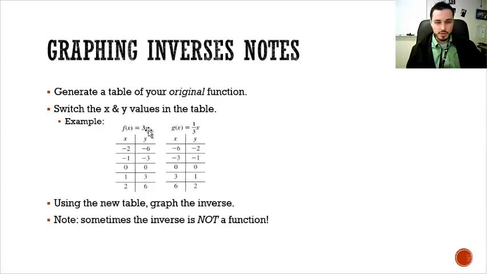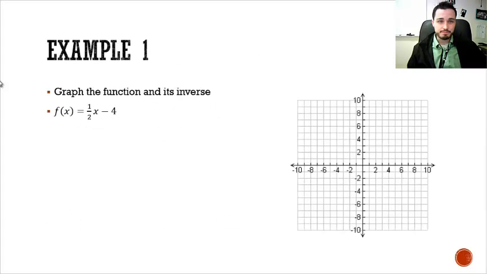Here's some original function, f of x equals 3x with table values, and then this is the inverse function already solved. But more importantly, look at the table values, where we had originally -2, -6, now we have -6, -2, and so on for all of these. Any x and y pair just swapped throughout the whole table. That's the important thing. When you're graphing the inverse, you swap the x's and y's. So then using the new table, you just graph the inverse. And keep in mind that sometimes the inverse is not a function.